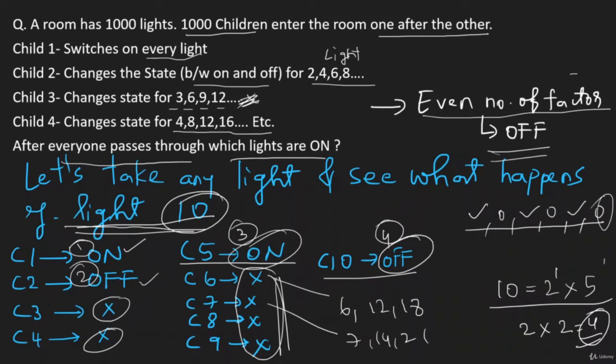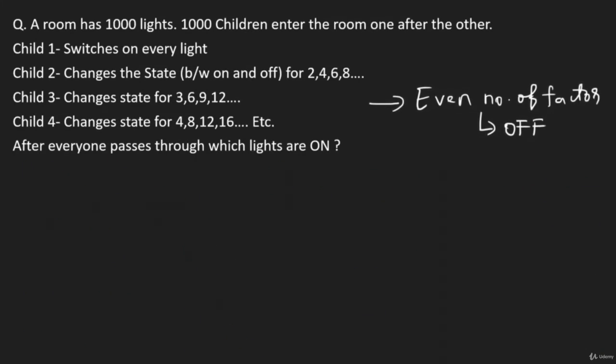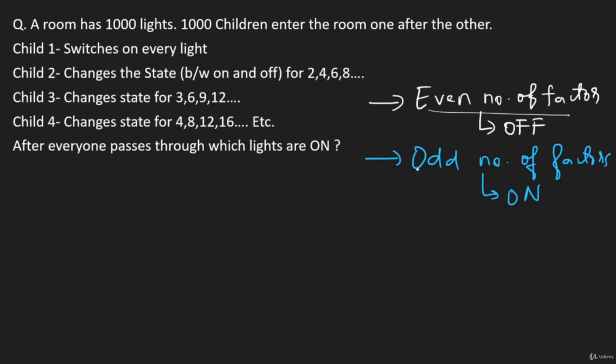All right, let's write that over here. We have it over here. This is what we have learned so far. Now if any number has an odd number of factors, it will end up on, right? Let's take an example. We know 5 square is equal to 25, and this over here has 2 plus 1, that is equal to 3 factors.